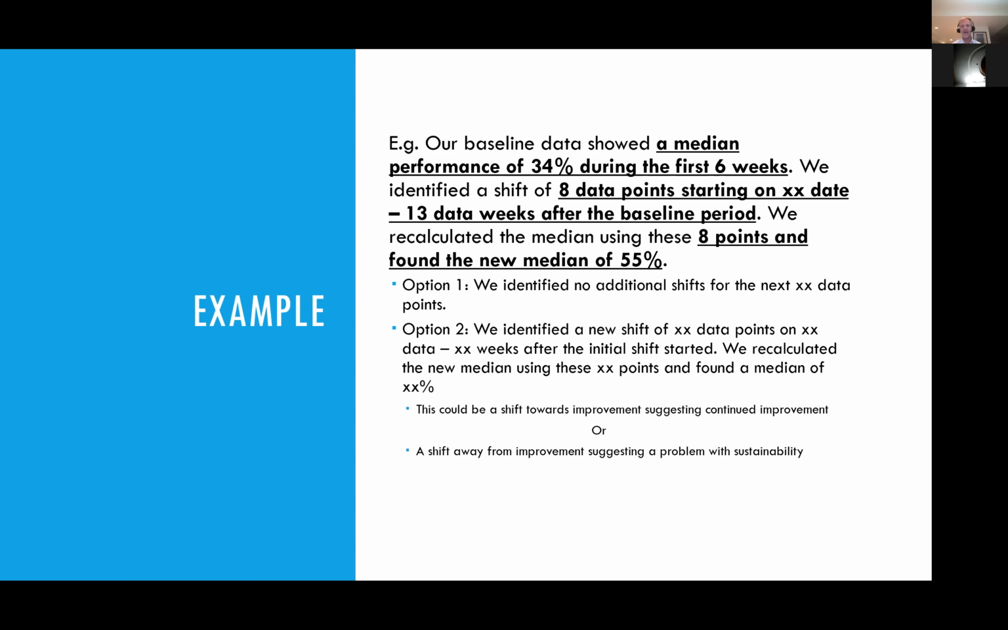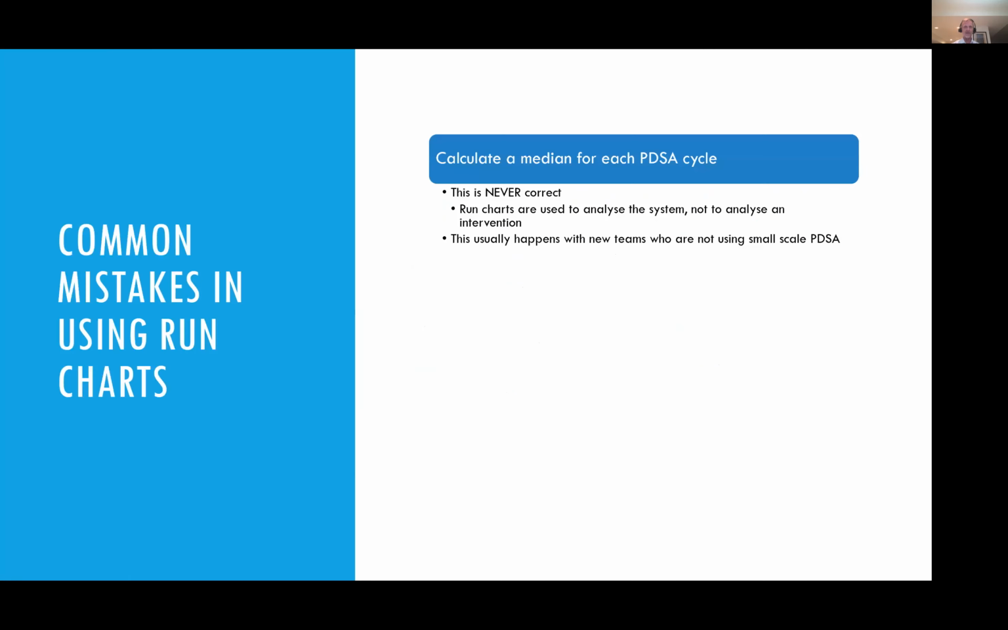And then what happened after that? And it might be that we saw no additional shifts for X data points, or we saw a new shift, and it could be a shift of improvement or a shift of getting worse, suggesting a problem with sustainability. Okay, and let me just finish up here quickly. And so these are some of the common mistakes I see.